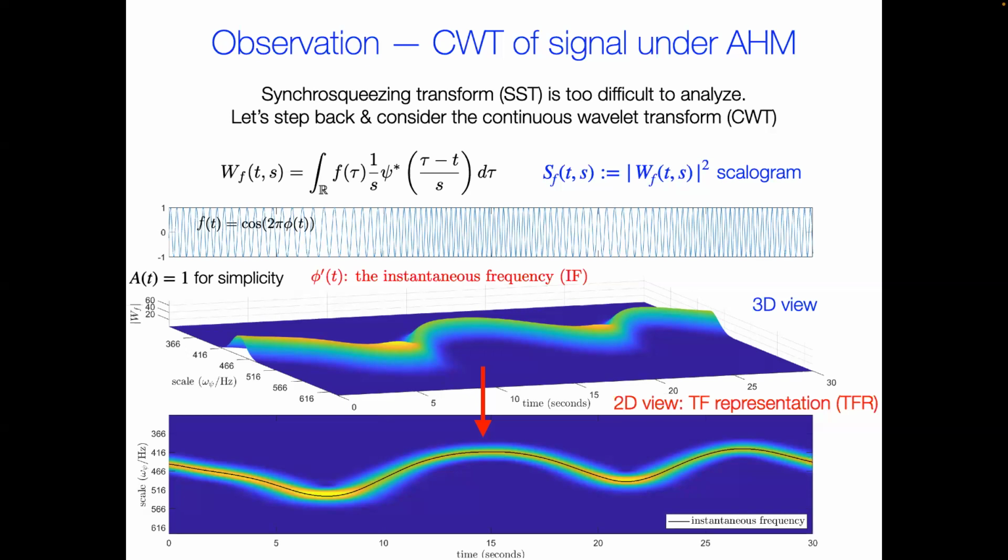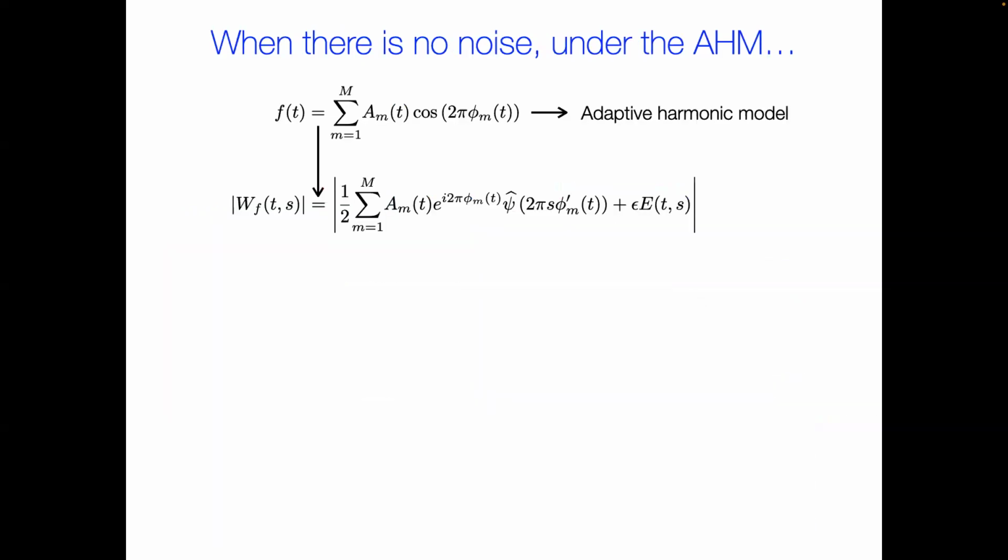And here I superimpose the so-called instantaneous frequency phi prime on top of it, so that you can see there seems to be some very close relationship between the idea of ridge, which is a local maxima here, and the instantaneous frequency. That's very intuitive. Okay, so we can start to do some analysis.